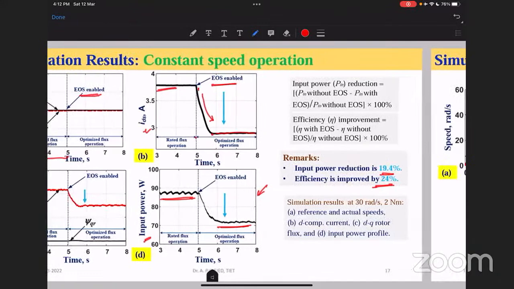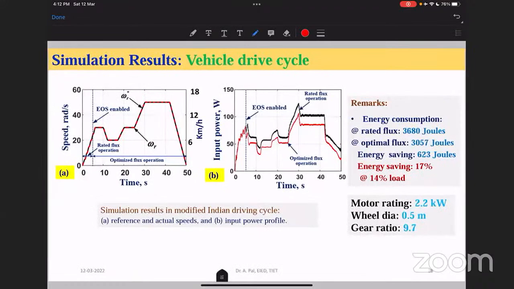So from this result, another set of results I have shown in this slide, that is when the machine is operated on the modified Indian drive cycle. So this is the drive cycle. Figure A basically demonstrates the smooth speed tracking performance of the drive for the entire duration of the operation, and figure B shows the corresponding power profile.